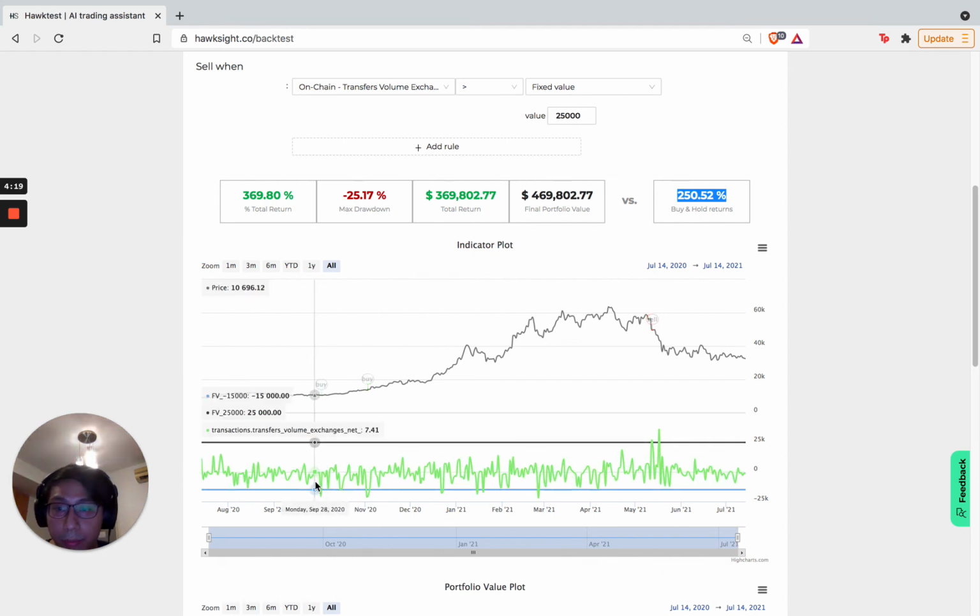If you look below, you'll see the rules that I set out. You'll see transfers volume exchanges net, which is the net inflow of Bitcoin into exchanges, and you'll see the two lines that I drew out for the rule. When there's a crossover, similar to an RSI, there was a crossover below here. That's when we had the buy signal, and when we had the crossover above our threshold, that's when we had the sell signal. So yeah, excited to share this with everyone.